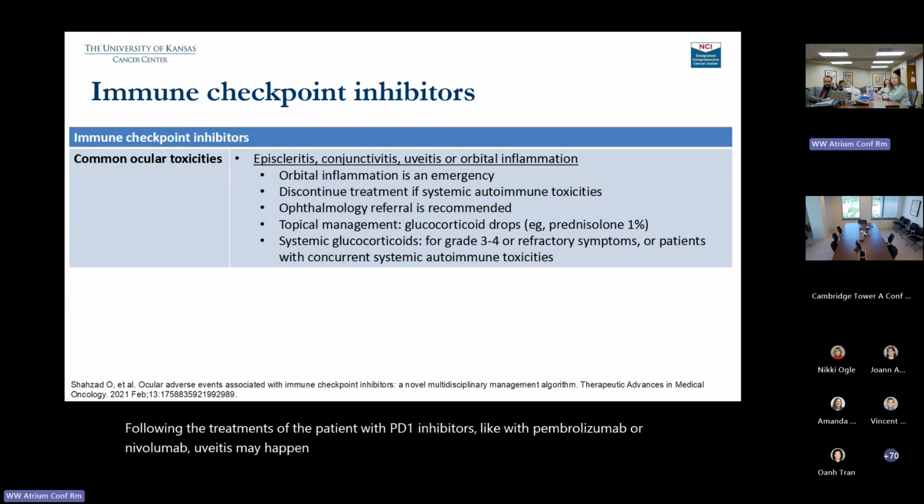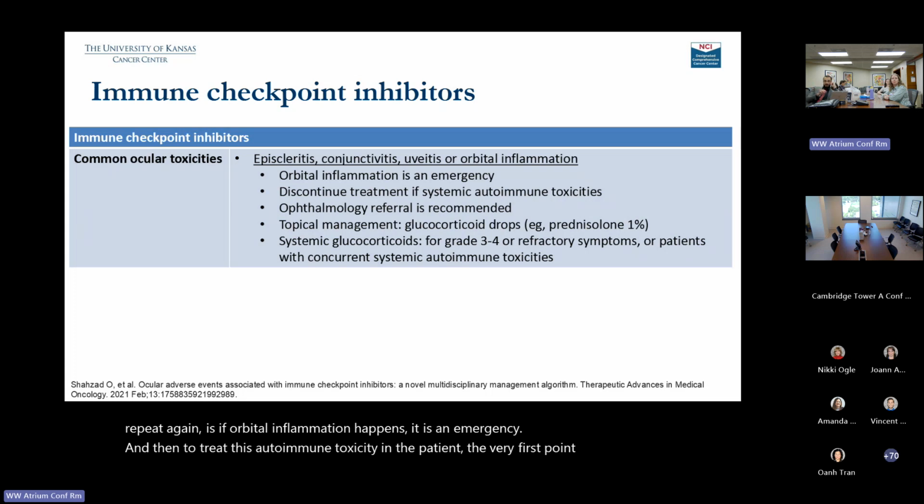So how do we manage that? The very first point, which I'd like to repeat again, is that if orbital inflammation happens, it is an emergency. And then to treat this autoimmune toxicity in the patient, the very first step is discontinuing the medication.